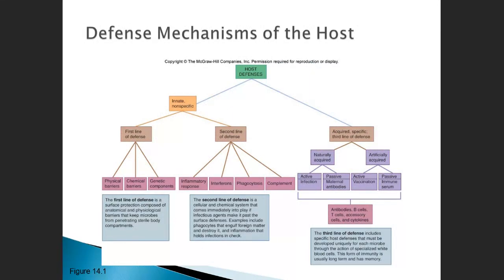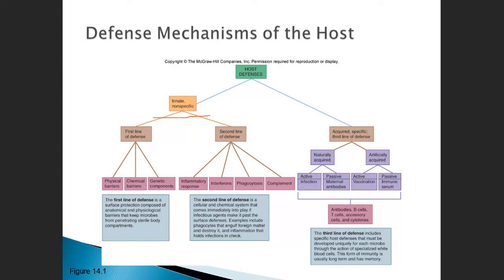And so we're going to be talking about these things, right? We're going to be talking about innate mechanisms first, right? And so that's mostly going to be physical, chemical. I'm not going to do too much with genetic components, right? And then we're going to look at the second line of defense, which is going to be interference, phagocytosis, complement.